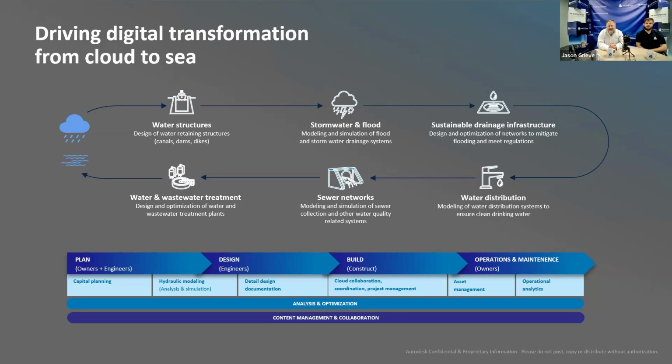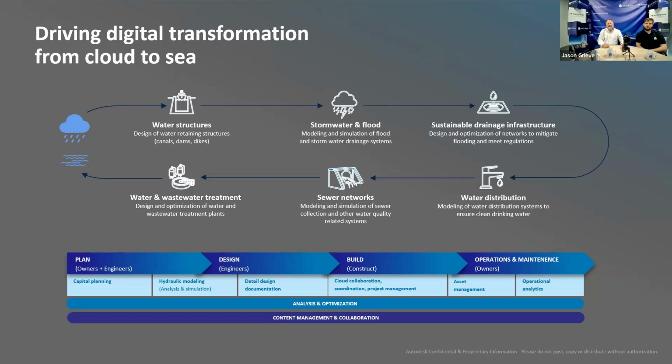So the Autodesk solution covers all aspects of this, whether it's in water structures, storm and flood, sustainable drainage infrastructure, water distribution, sewage networks, and then, of course, wastewater and treatment plants. This is a very important stage for us because we will be able to touch your solution at any point. And we have a solution that fits for every single person that's involved in this infrastructure discussion.